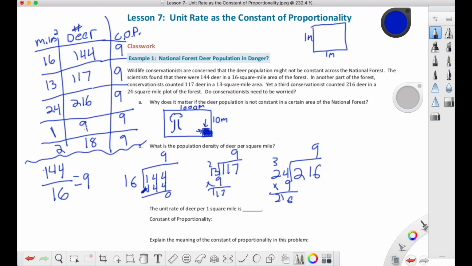So this is important because it lets us know that these ratios are equivalent, and it lets us know how to go from one set of values to another. So let's move on with the question.